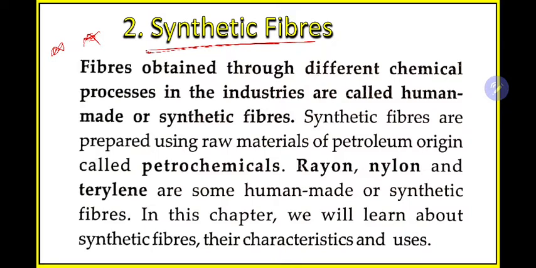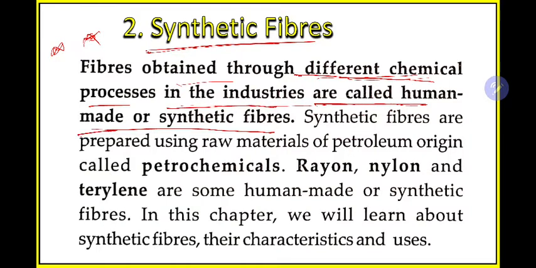Fibers obtained through different chemical processes in the industries are called human made or synthetic fiber. So where will humans make fiber? Obviously not at home. We will have big industries, where people will use some different chemicals and other components, and they will give these chemicals to some big machines, and these machines will make the fibers. So what are synthetic fibers? Fibers obtained through different chemical processes in industries, not in home, are called human made or synthetic. Human made or synthetic, both are same.